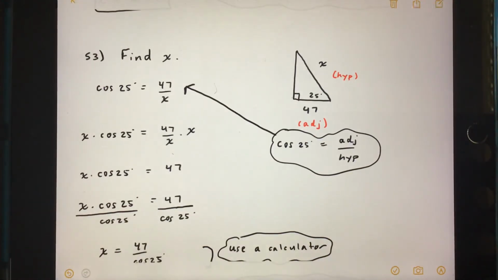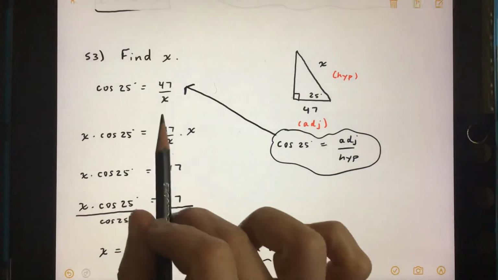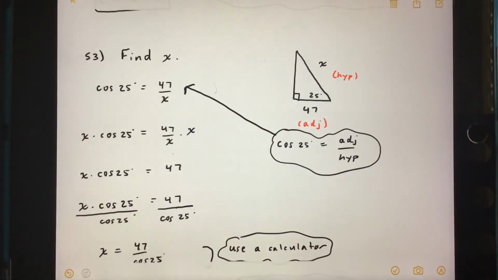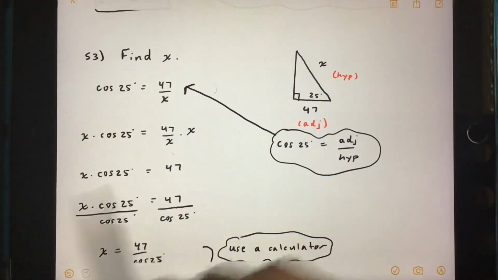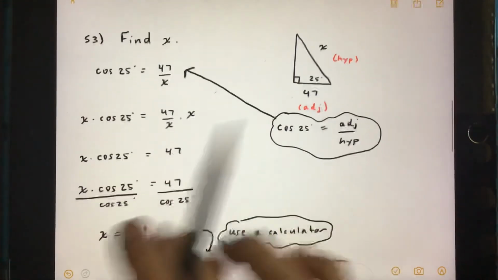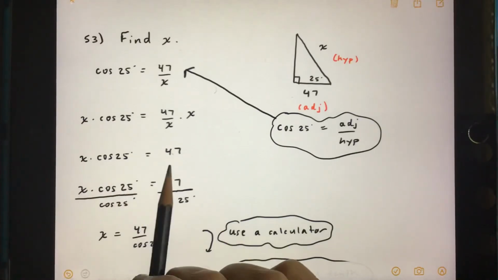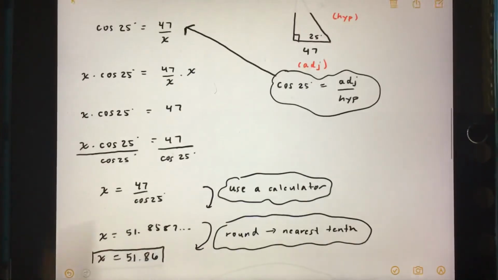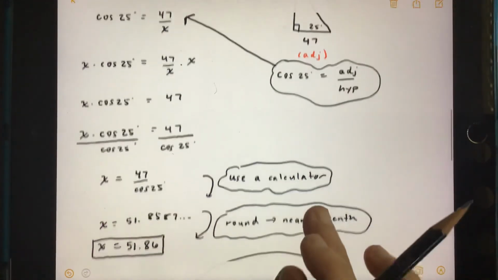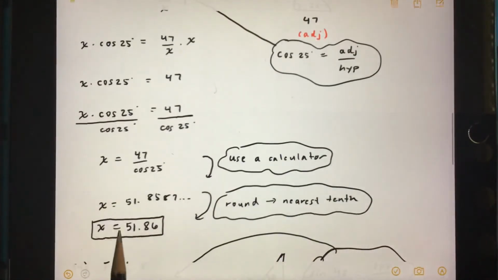Now I'm ready to solve my equation for x. This time I have x down in the denominator, so I'll go through a series of steps to solve this. One way is to multiply both sides through by x. That will get these x's to cancel out, and that will give me x cosine of 25 degrees is 47. Then divide both sides by cosine of 25 degrees, and we'll have x is equal to 47 over the cosine of 25 degrees. Use a calculator here. Your calculator will display 51.8587. Let's go ahead and round that off to the nearest hundredth, and x is 51.86.